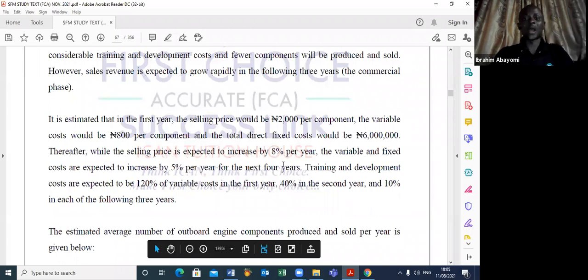I will pick this 2,000, I will start increasing it from year 2 by 8%. So let's see. Oh, God. What do I need to do here?